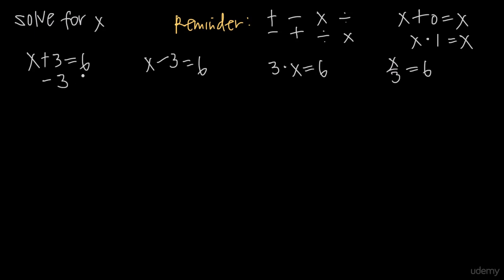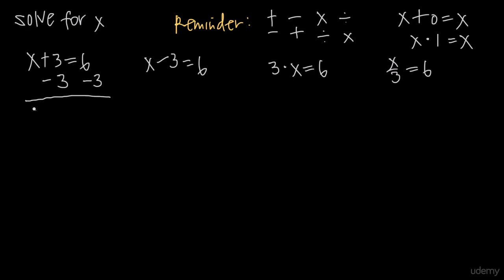But remember, when we're dealing with equation solving, we always have to keep both sides of the equation balanced. So if I subtract 3 from the left-hand side, I have to also subtract 3 from the right-hand side in order to keep the equation balanced. Whatever I do on one side of the equal sign, I always have to do on the other side of the equal sign. So we're subtracting 3 from both sides, and let's see what we get.